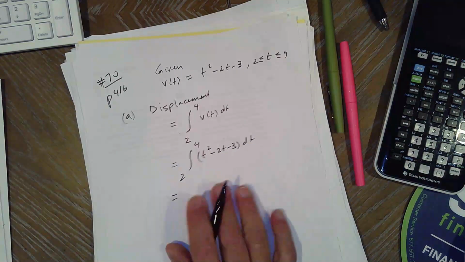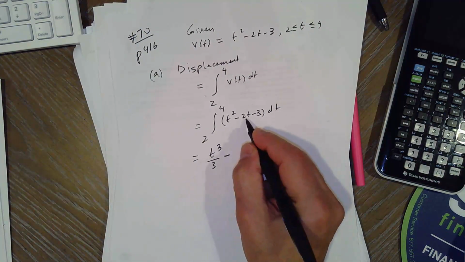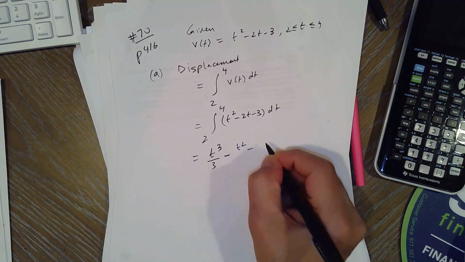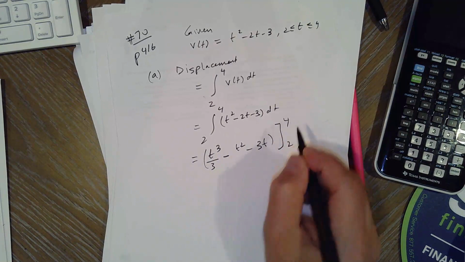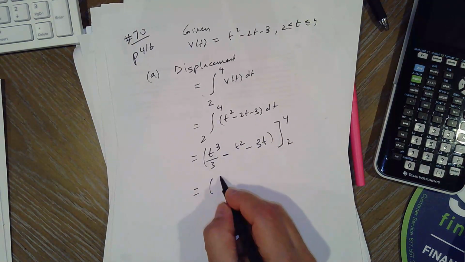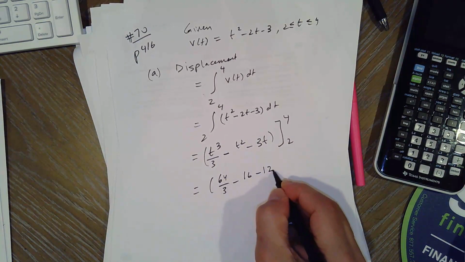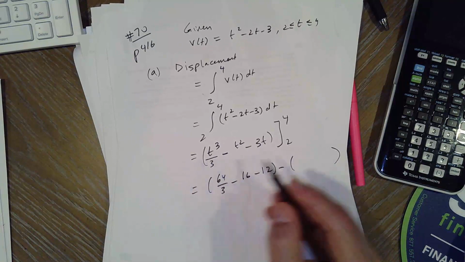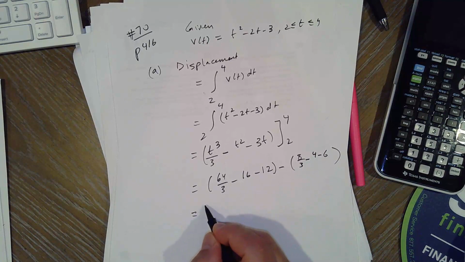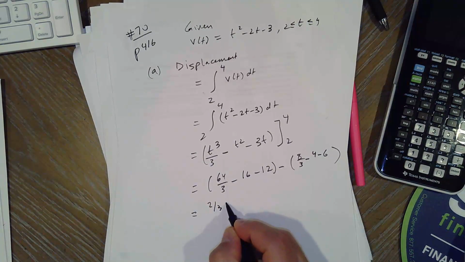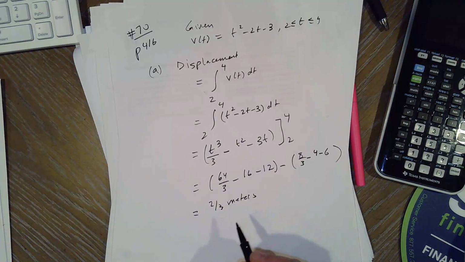So the integral of t squared is t cubed over 3, minus the integral of 2t, which is t squared, minus 3 times the integral of 1 dt, which is t, between 2 and 4. So it's 4 cubed, 64 over 3, minus 4 squared, which is 16, minus 12. And then if you put the 2 in there, that's 8 thirds minus 4 minus 6, and it comes out to be 2 thirds. And that's in meters, I believe. Yeah, because velocity is in meters per second.